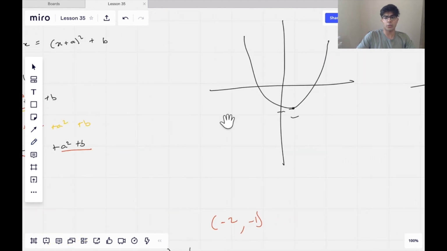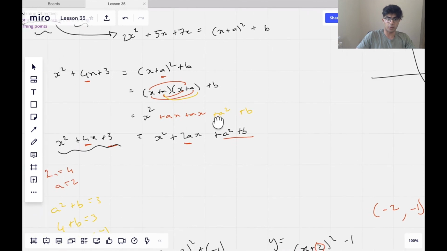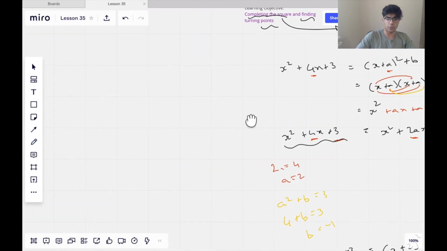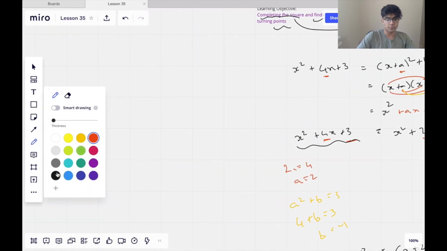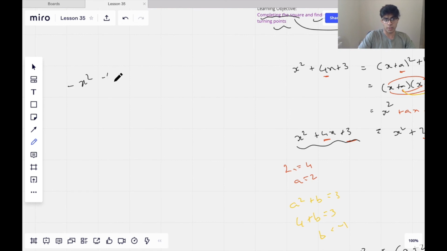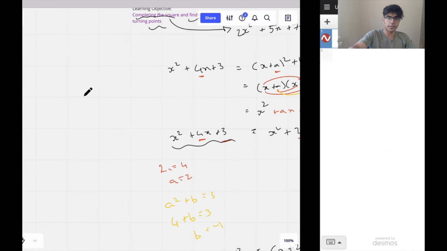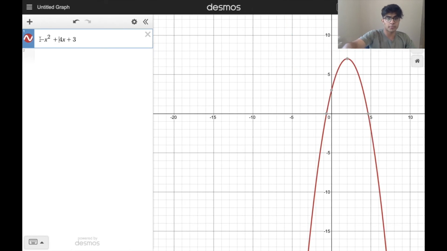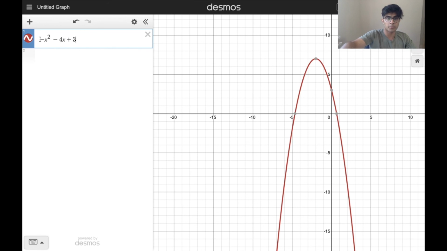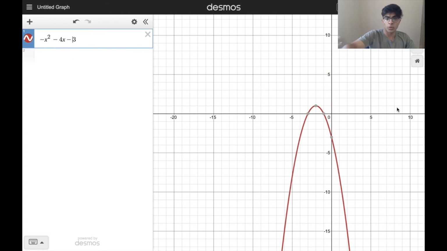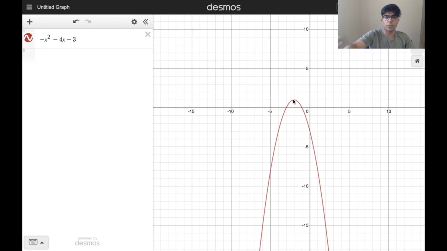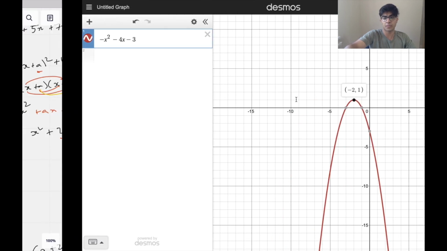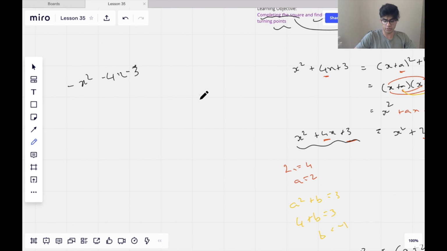If we have, for example, the negative parabola of this, say the parabola was minus x squared minus 4x minus 3, well, let's see what that would look like. Well, that's our original quadratic flipped around, but with this minus parabola, our turning point is the highest value possible. So let's again see why that works.